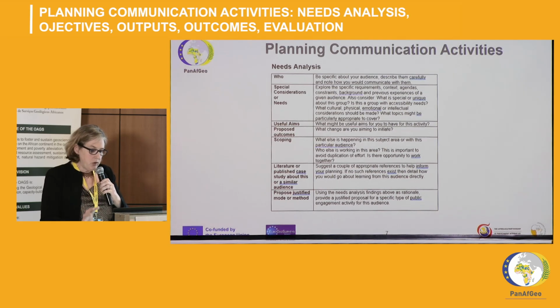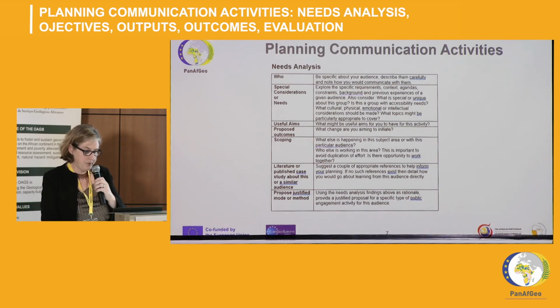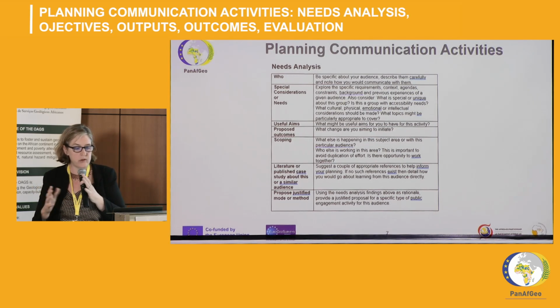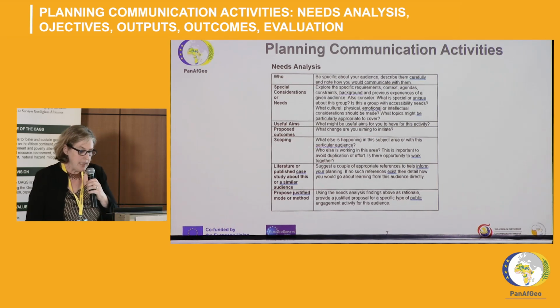So you get an idea of your audience first, then you start considering your aims and your outcomes. What kind of change do you want to achieve? Think about what else is happening, who else is working in the same area, so that you avoid doing exactly the same thing as somebody else. Can you work together with another group that's doing something similar, or learn from them, get feedback from them?